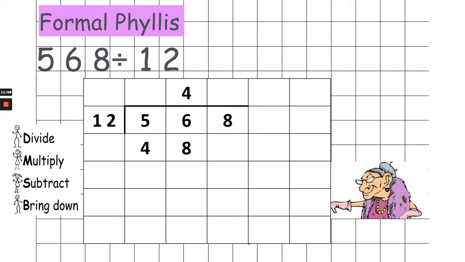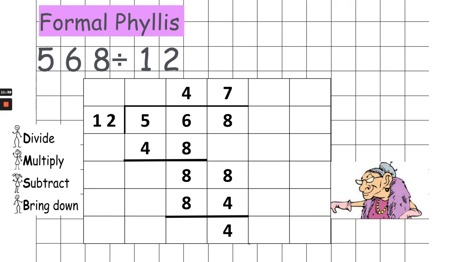Sister says, don't worry about it, we'll find the difference. And brother brings down the next digit from our dividend. Dad starts again. What is 88 divided by 12? Well, that's 7. Mum says, well, yes, but 12 multiplied by 7 is actually 84. Sister says, don't worry, we'll just find the difference. And brother has nothing to bring down.